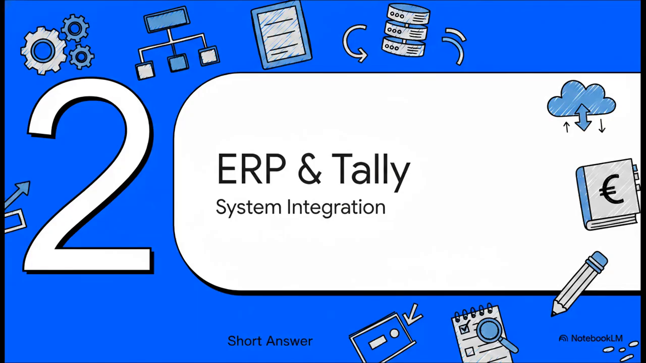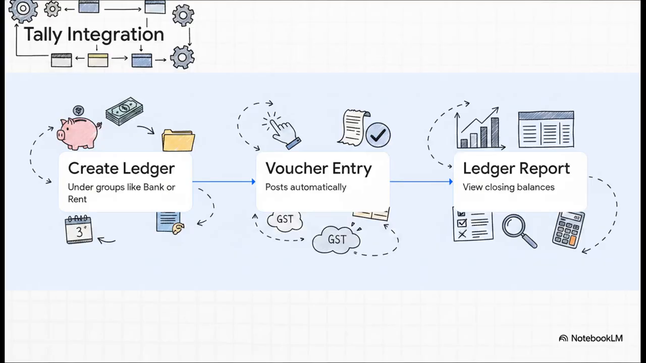Shifting gears to Section 2, ERP systems and Tally integration. We're moving from textbook theory into practical software, and you'll want to pay close attention because this is prime real estate for the short answer portion of your test. Let's look at Tally, which is the most widely used accounting software in India. If they ask you how a GL actually operates inside a software system, you just outline these 3 critical steps.